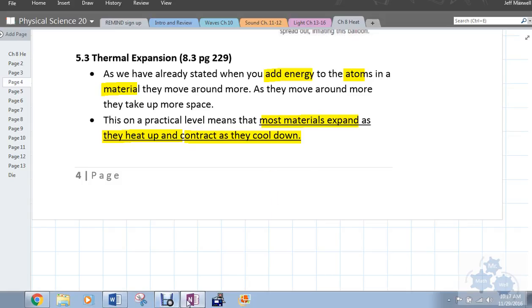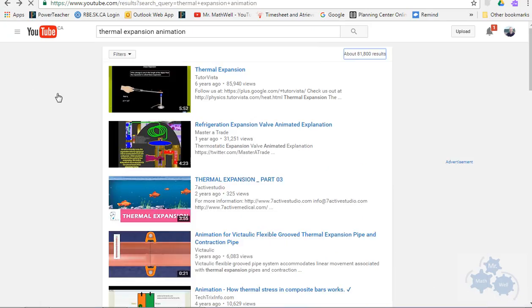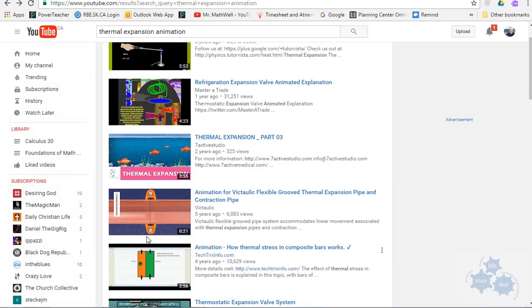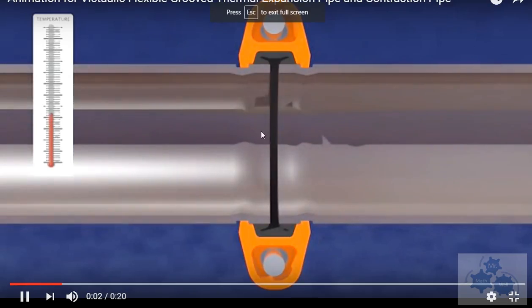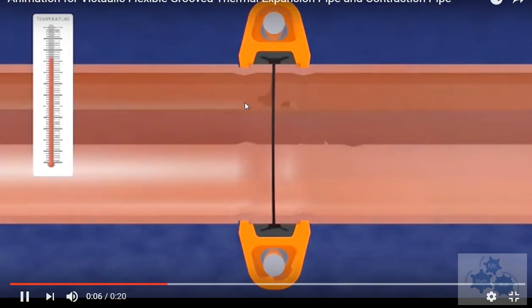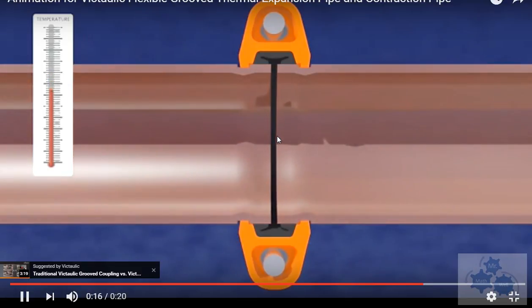So I know I showed you this video here. Just going to watch this video again. Right here. Okay. So here are two pipes, and notice that they're getting closer together. As the temperature rises, there is expansion, and each part of the pipe expands towards the other section. As the temperature drops, there's space again.